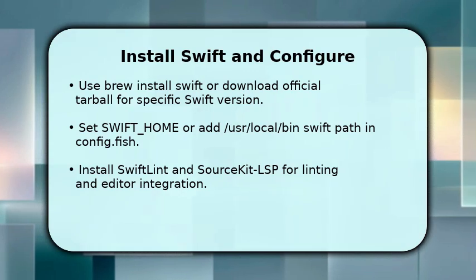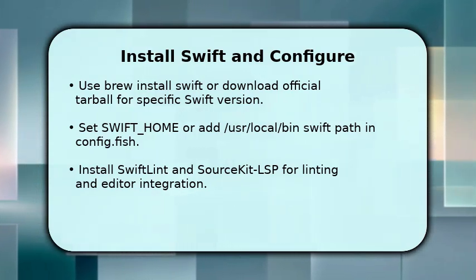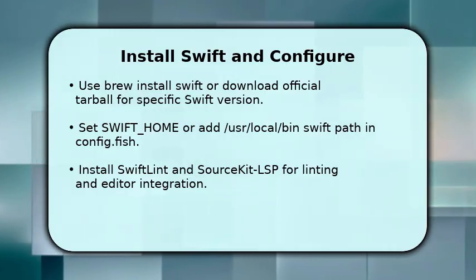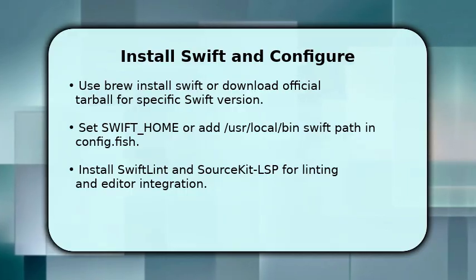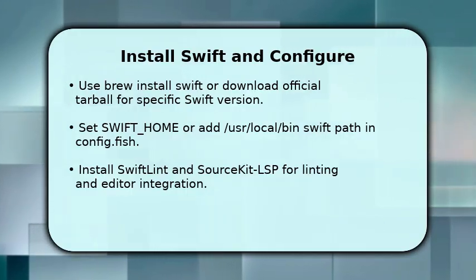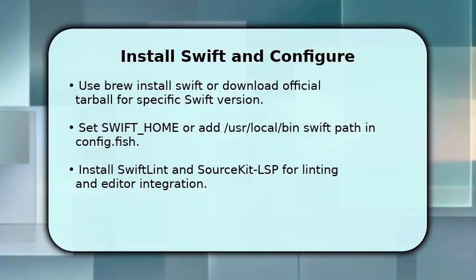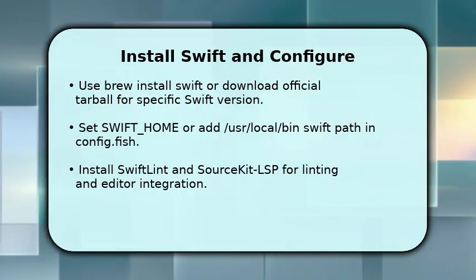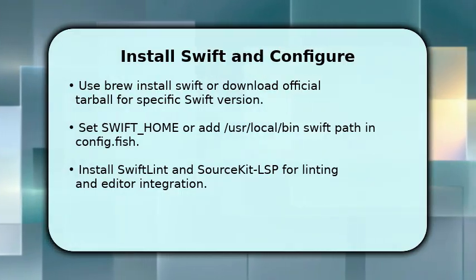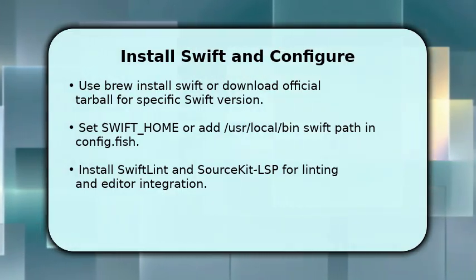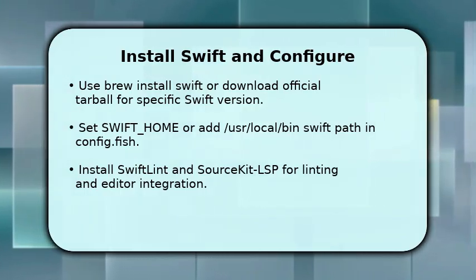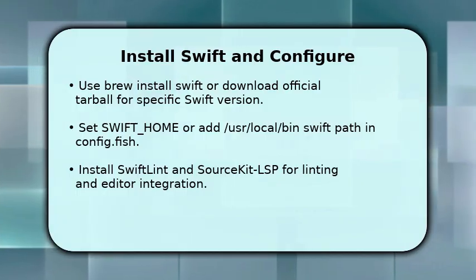You will now fetch and install Swift itself. Use Homebrew for stable versions or download the official Swift tarball for a particular release, extract to a known folder. Then, add the Swift bin directory to your Fish path or set Swift home in config.fish so tools discover compilers and swift-format. Once configured, install SwiftLint and SourceKit-LSP to get diagnostics and formatting. After that, restart your editor and Fish so language servers register. This creates a smooth development loop for building Swift projects.